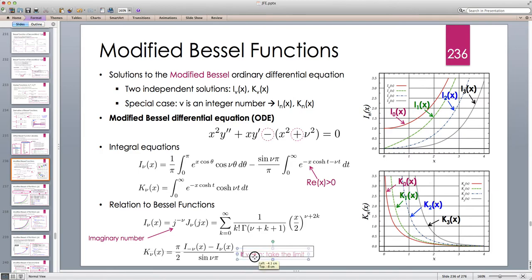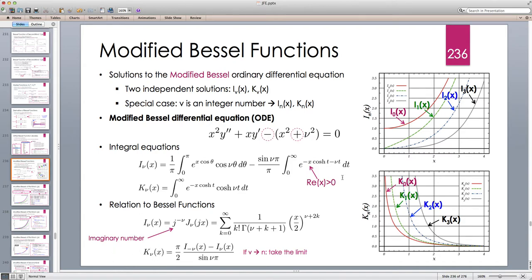We take the limit because if we just set nu to n, sine of n pi is 0. I of minus n, I just mentioned, is equal to I of n. So the numerator approaches 0, and the denominator approaches 0. So we end up with 0 over 0. When we take the limit and resolve the ambiguity, the ambiguous value of the fraction is a number that determines the value of K nu.